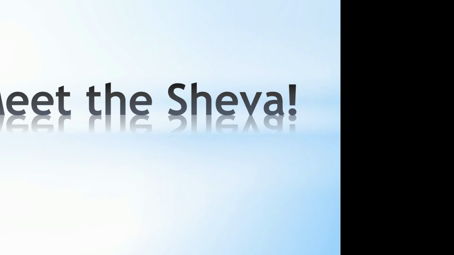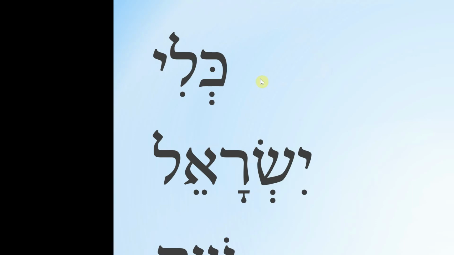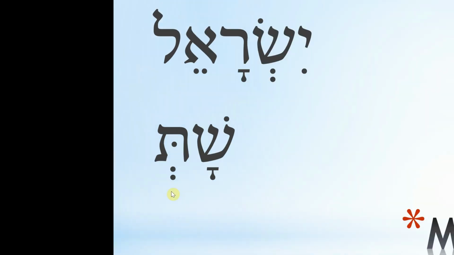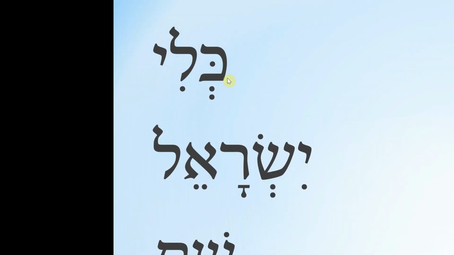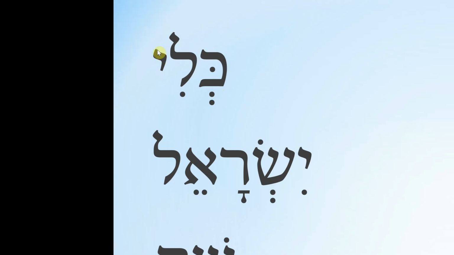Okay, I want to introduce you to the Sheva. The Sheva can be identified as 2 vertical dots right here, and right here. The first word here is kli. Kali, that's how you pronounce that. So it's a kaf, lamed, yod. I know we're all still learning the aleph bet and also learning the vowels, right? Very important that you learn these vowels just as well as you know the consonants. So kali, kali.